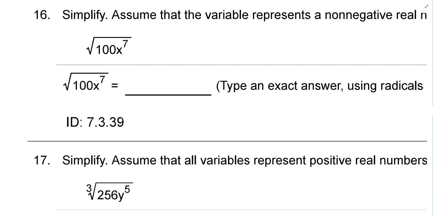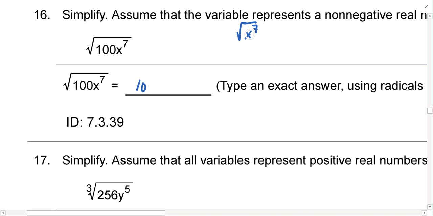Now in a problem like 16, hopefully you recognize that the square root of 100 is easy to find. That's going to be just the number 10. Square root of 100 is 10. If this was a number that didn't have a nice square root, then we would use the factor tree to simplify. But this one's okay, so we'll move forward. But now we need to think about the square root of x to the 7th power.